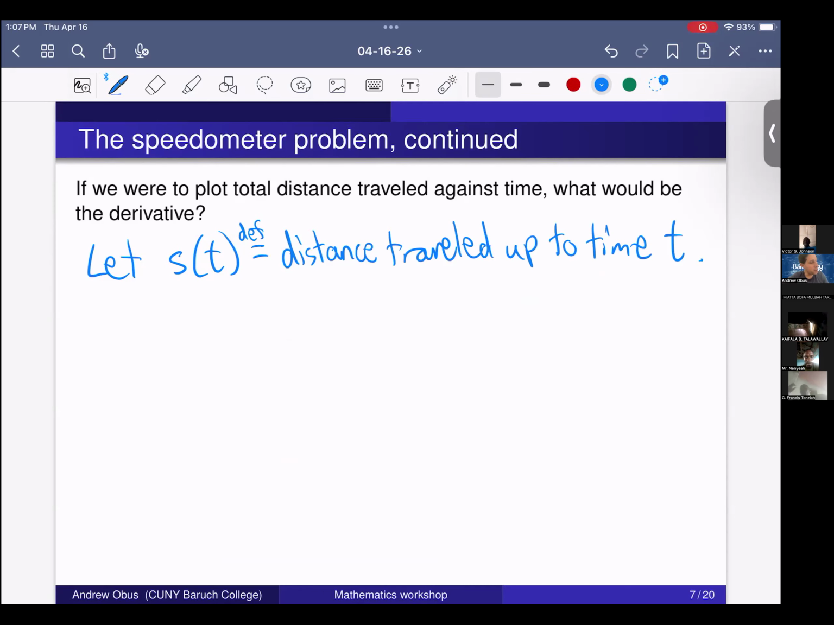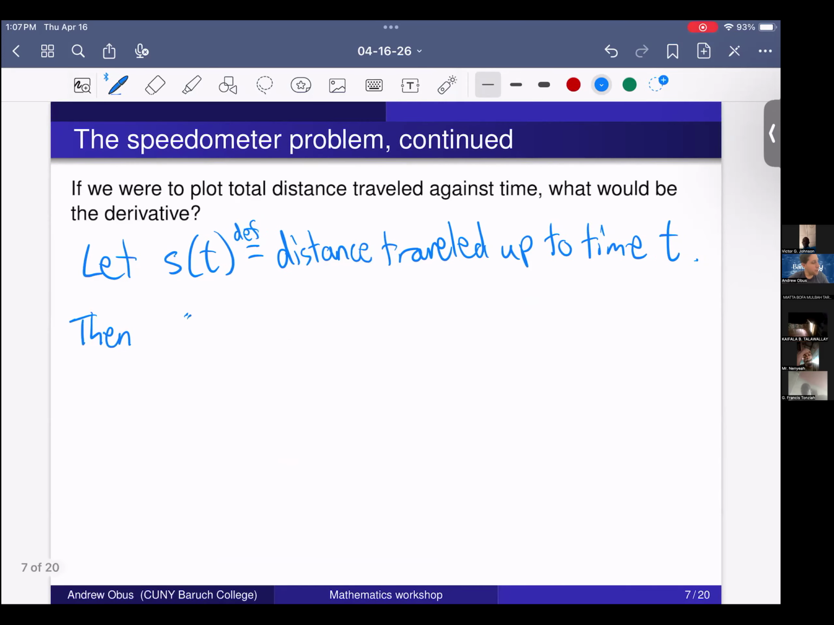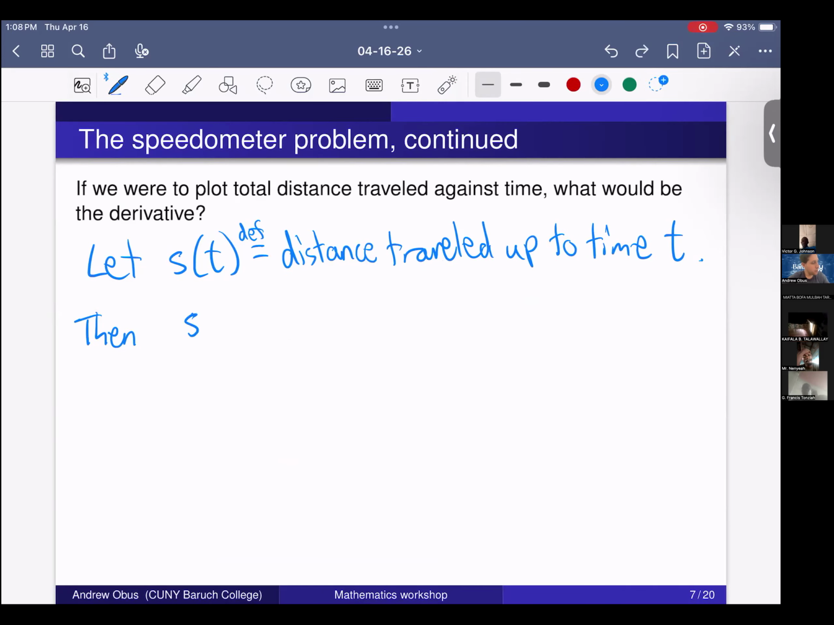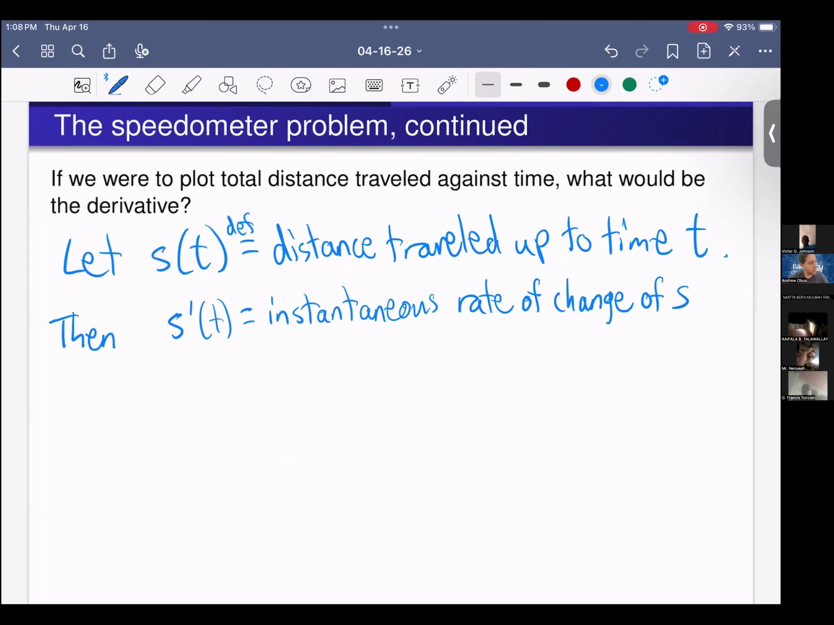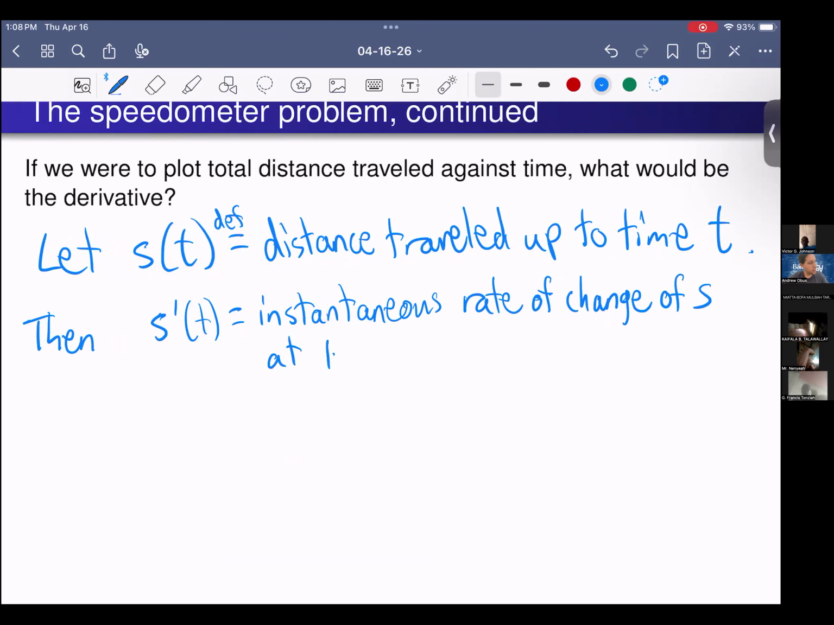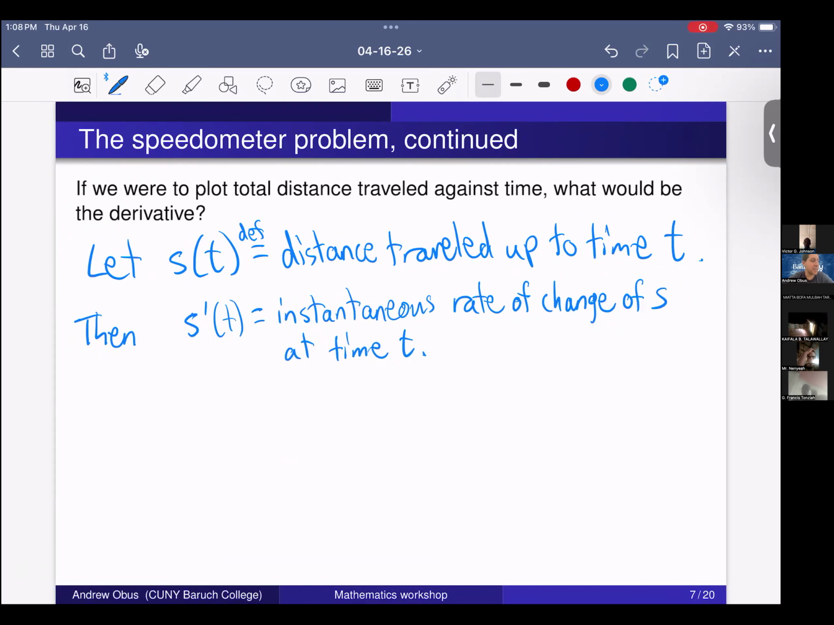So remember what the derivative means. The derivative s prime of t is the instantaneous rate of change of s at time t. If you recall what a derivative means, it means a rate of change. It's an instantaneous rate of change. If we were drawing it, it would be the slope of the graph of s of t.